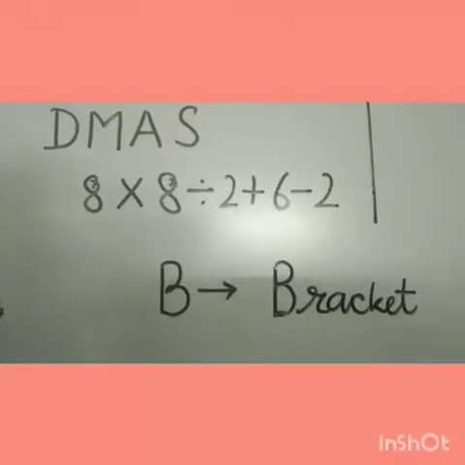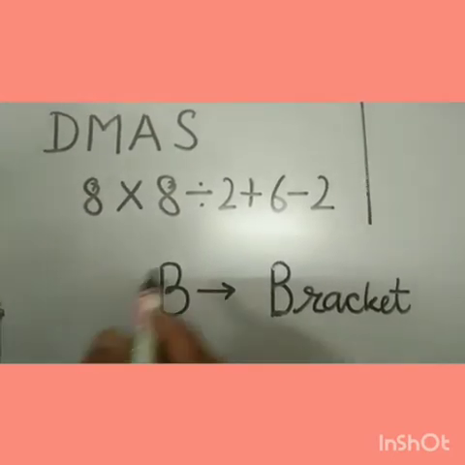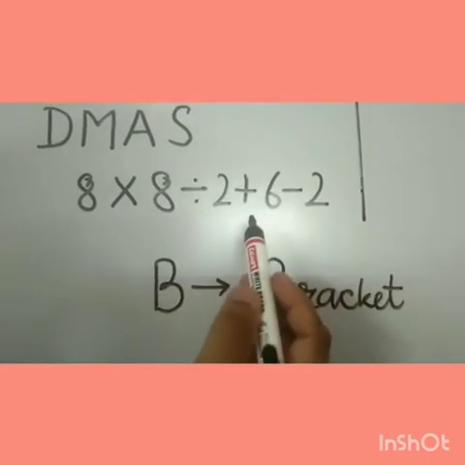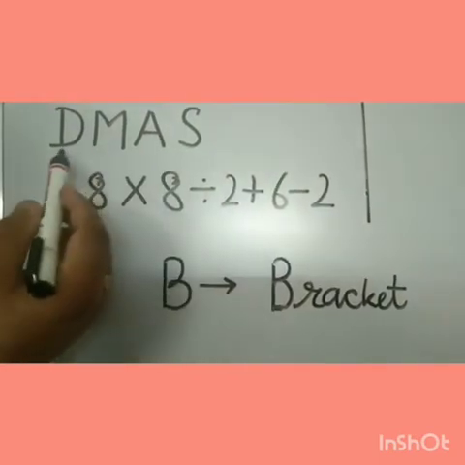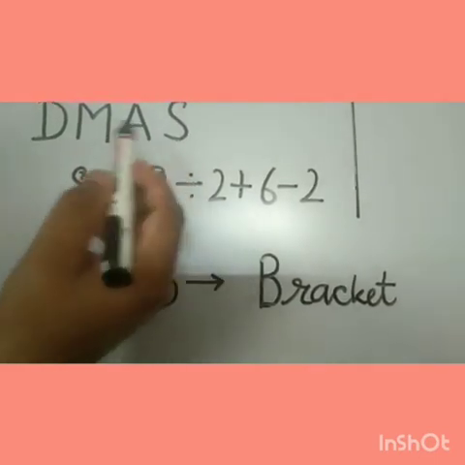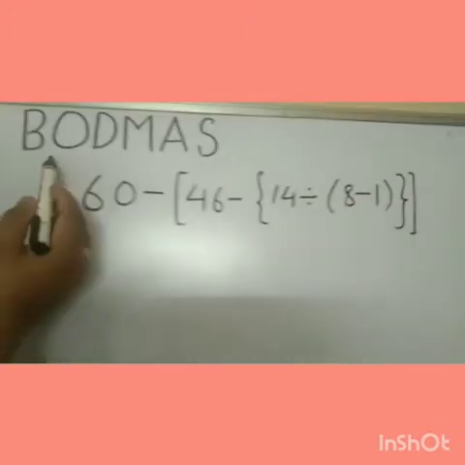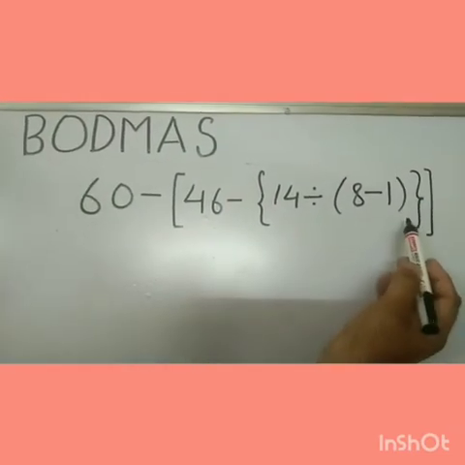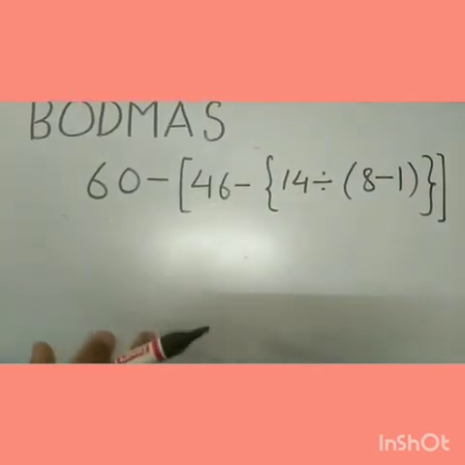Good morning to all. In the previous class, we discussed that if in a question there are multiplication, division, addition, subtraction, then we have to follow DMAS. Means first of all solve divide, then multiply, then addition, and in last subtraction. Now we will follow our complete rule, BODMAS. In this type of question, brackets are given to you and the question is what we have to solve first. Let's know about bracket.